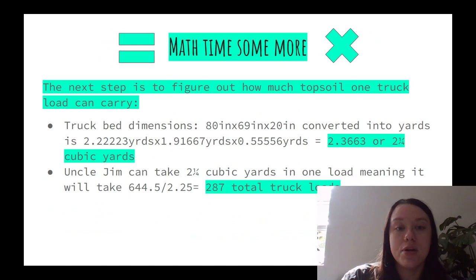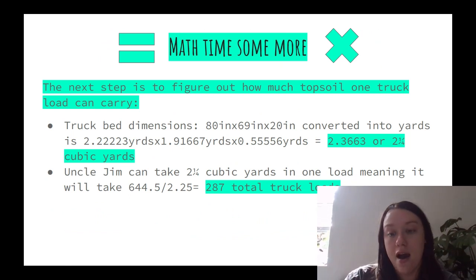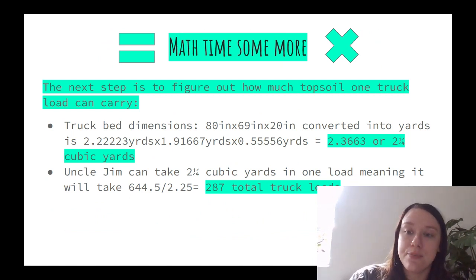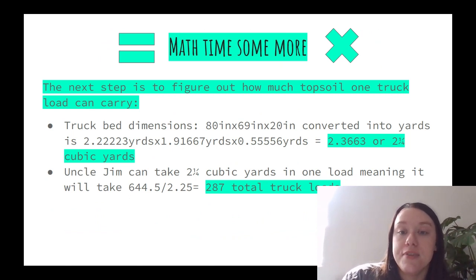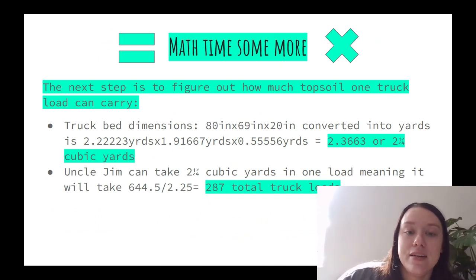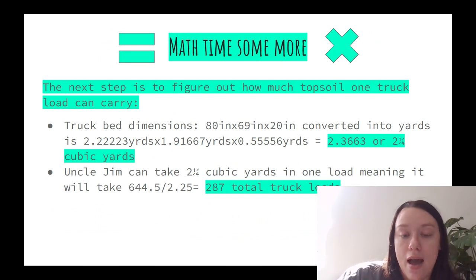The next step in the problem was to figure out how much topsoil Uncle Jim can carry alone in his truck. Thankfully, with our questions we'd asked above, we got the dimensions of his truck bed to be 80 inches by 69 inches by 20 inches. I converted that first into feet and then into yards, and then I multiplied all three together to get the volume of the truck bed to be 2.366 cubic yards, which I rounded to be 2.25 cubic yards.